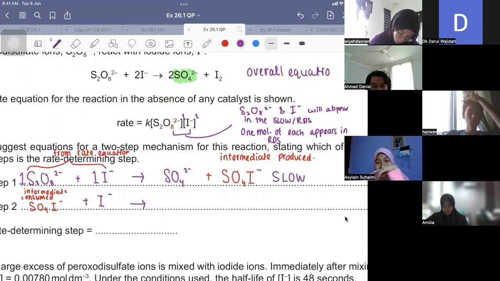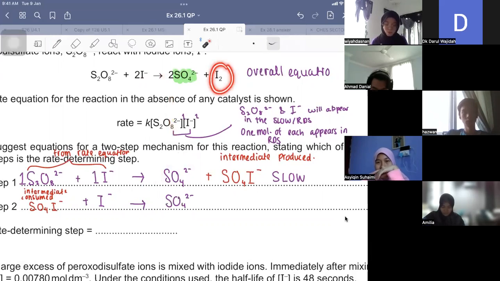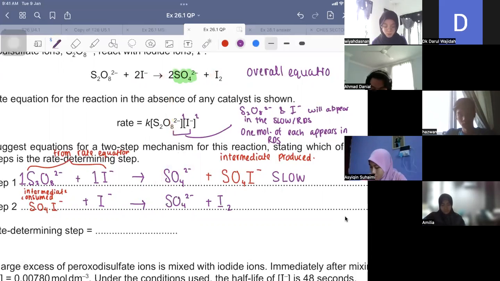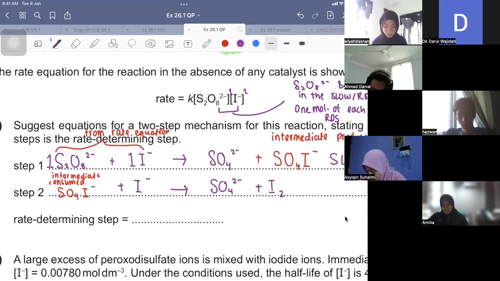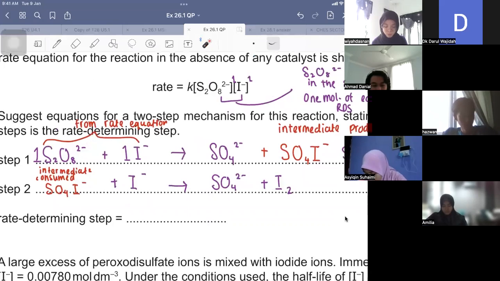So we need another sulfate, SO4 2 minus. Done. Do we have iodine so far in our products of step 1, step 2? No iodine so far, so I need to add iodine. Okay, before I say I'm done, I need to check again my equation. They need to be balanced.